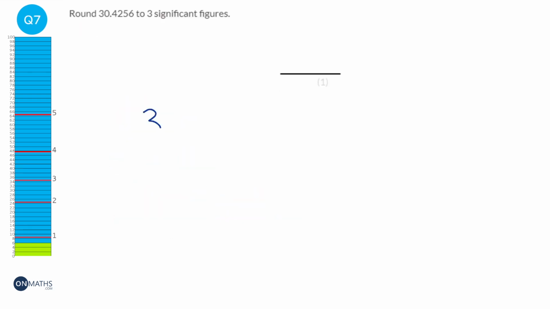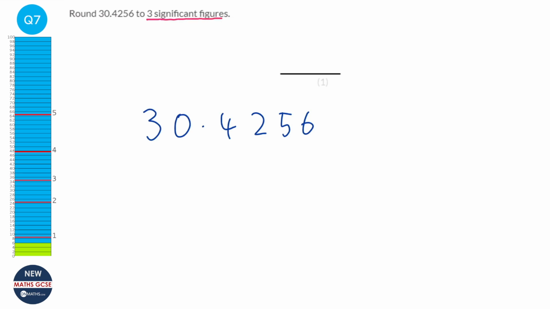So I'm going to just copy that number down again, just make it a bit bigger so we can see what we're doing. Okay, we're asked to work that out and round it to 3 significant figures. That means 3 numbers from the left hand side. So starting here, 1, 2, 3. Now the first number has to be not a 0. So if it was a decimal, we would start counting as soon as it wasn't a 0.